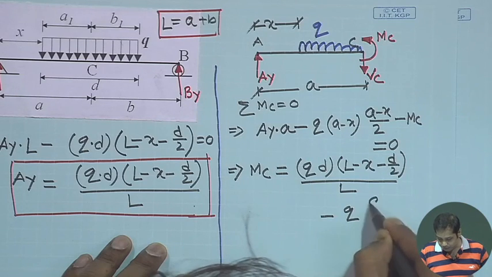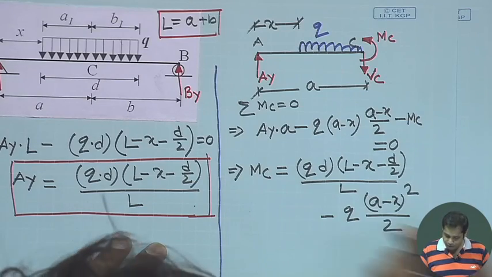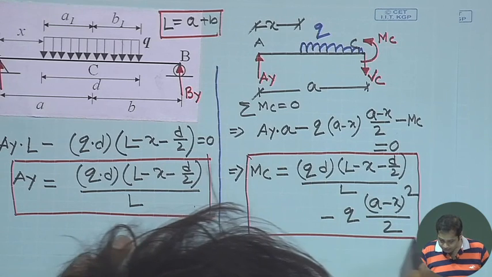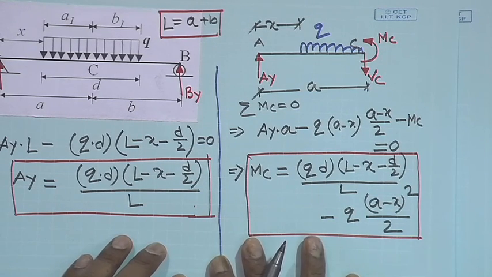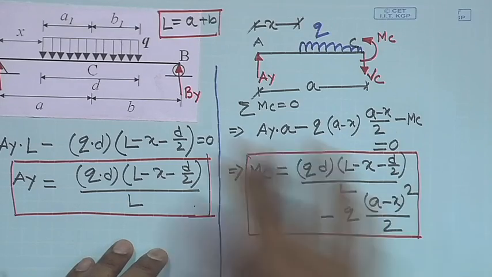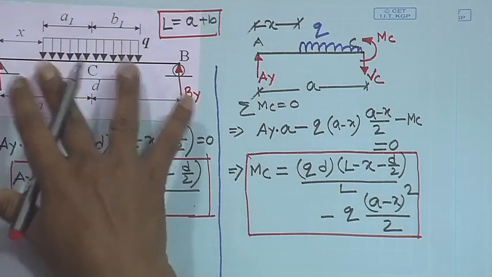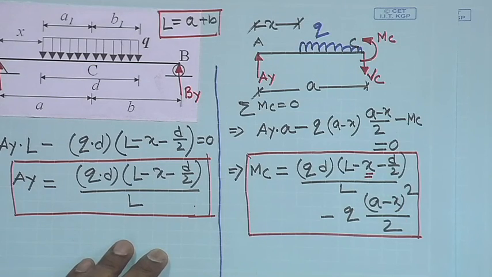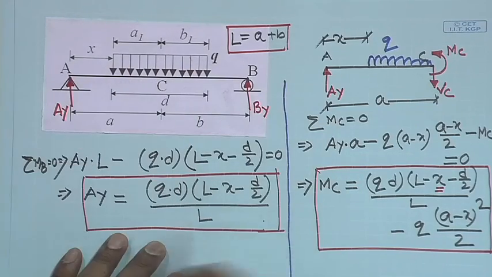This will be Q into (A minus X) whole square by 2. So, this is the expression for MC. What we want is, what defines the position of this unit load, the position of this distributed load? The position of the distributed load is defined by this value x. Because if x changes, this position also changes.